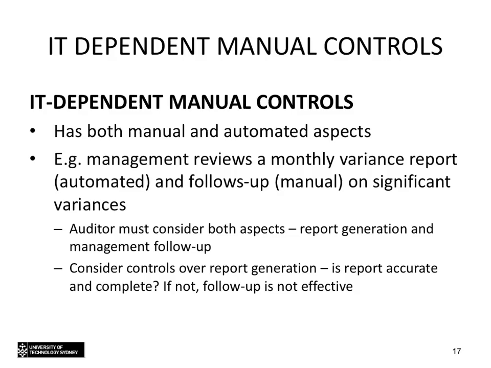All right, then we have IT-dependent manual controls, and these are controls that have both. So there might be an automated component like a variance report and then a follow-up. So I got one of these the other day. The system automatically ran a report that showed me students in my subject that were listed as withheld. That was automatically emailed to me, and I had to investigate and submit some paperwork as a result.